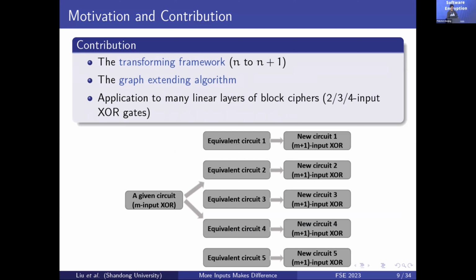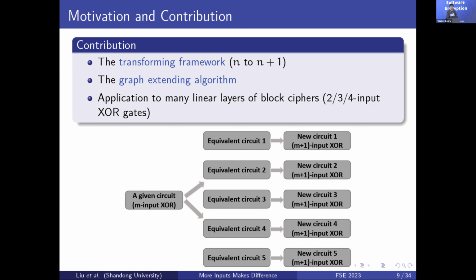We can see the figure. First, we have a given circuit with m-input XORs, and then we use a graph extending algorithm to generate 5 equivalent circuits, or maybe 500, or 5,000. And then we use the framework to convert the circuits into many new circuits with m+1-input XORs. And then we can choose the best one with the lowest area as our result.